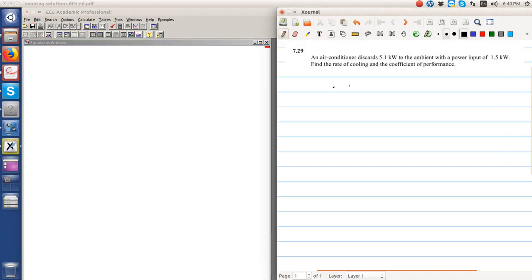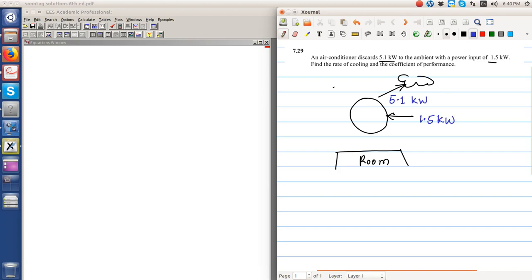Let us consider problem 7.29 of Sonntag. An air conditioner discards 5.1 kilowatt to the ambient with a power input of 1.5 kilowatt. So, the air conditioner is trying to keep the room cool, and this is the ambient. So the amount of heat lost is equal to 5.1 kilowatt. And the input is 1.5 kilowatt. Find the rate of cooling and the coefficient of performance.